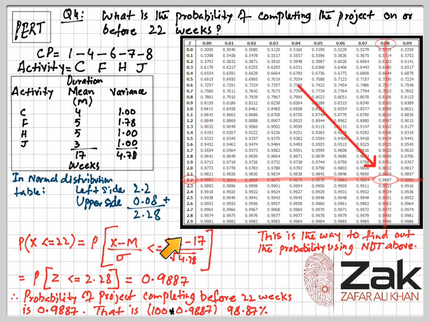We have to separate these two values so that we can find the required value. On the left side Z we find 2.2, and on top we find 0.08. At their cross section we have found the value, which is 0.9887, and that is our probability of the project completing before 22 weeks. If we multiply it by 100, that is 98.87. So that was the explanation for PERT.